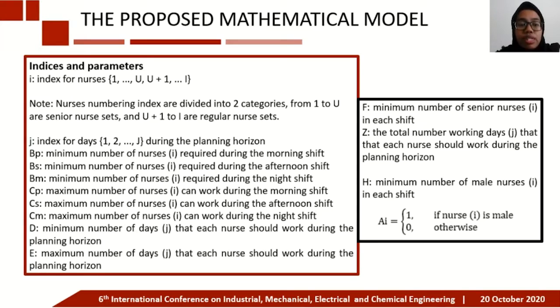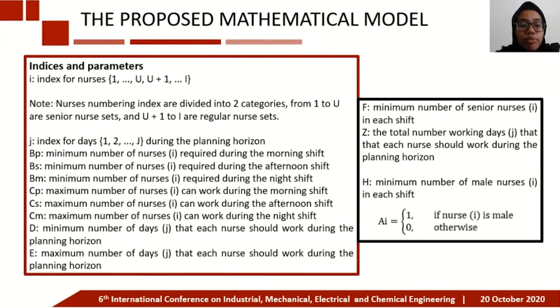B. Minimum number of nurses required during each shift. C. Maximum number of nurses that can work during each shift. D. Minimum number of days that each nurse should work during the planning horizon.